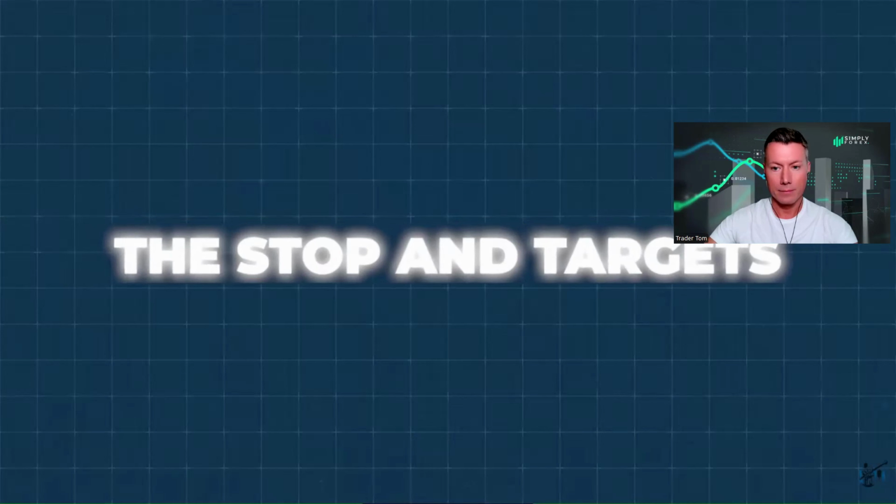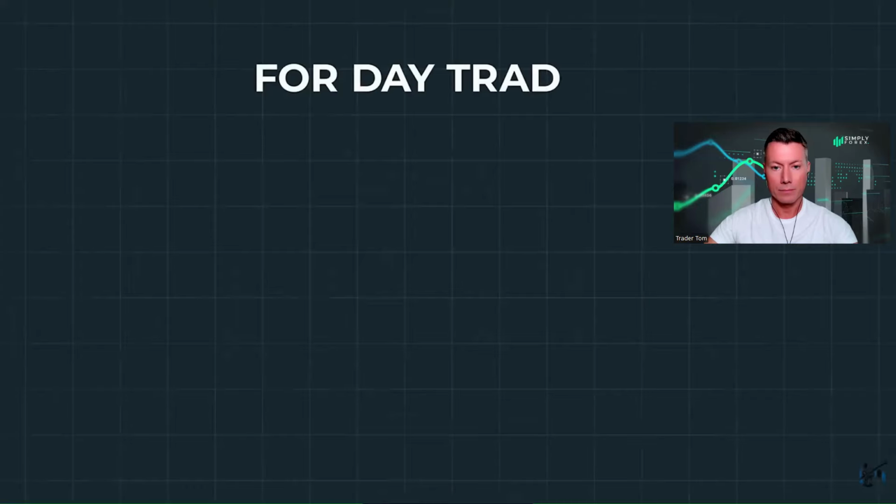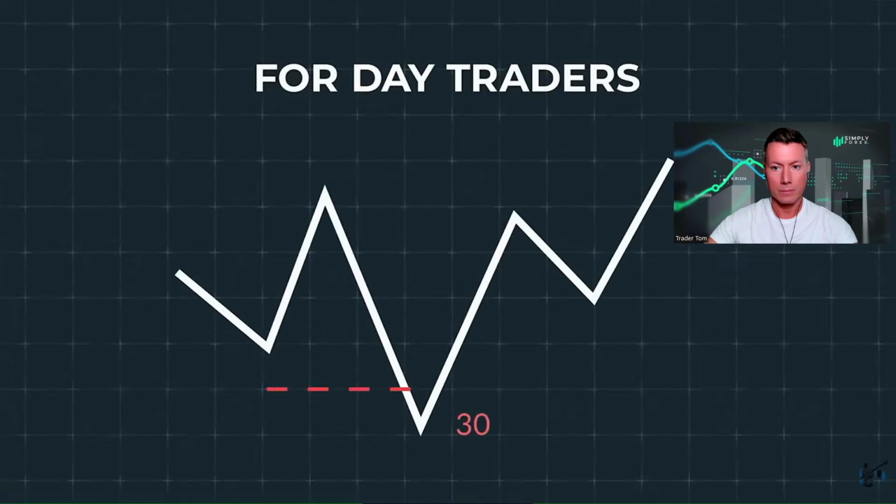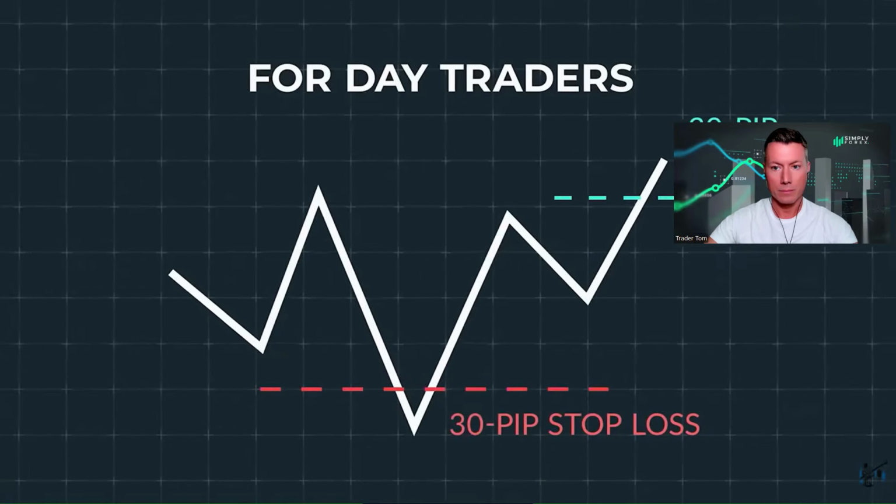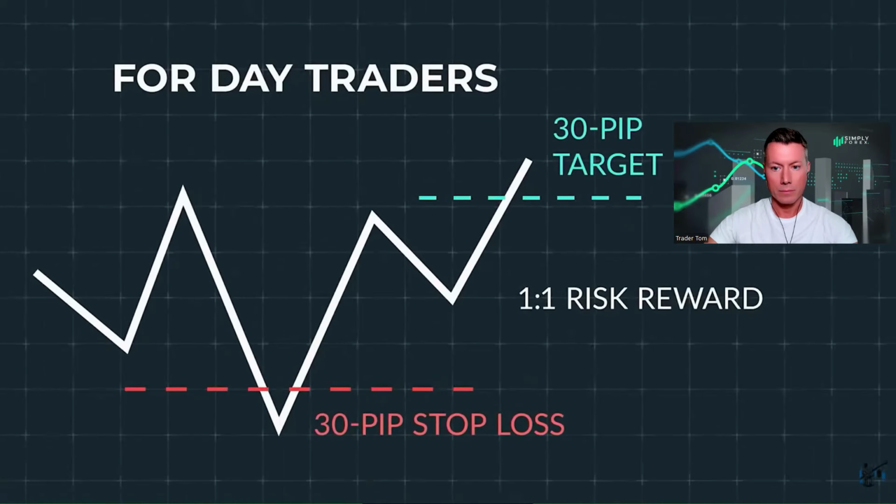Before we look at the charts, let's talk about the stops and targets. The entry for day trades and swing trades would be the same, but the trade management would be different. For day traders, the setup is straightforward. Use a 30 pip stop loss and a 30 pip target for a 1-to-1 risk reward. That's what I suggest. This approach keeps your trades simple and easy to manage, allowing you to capitalize on the small moves efficiently. Now back to the euro-dollar chart here.